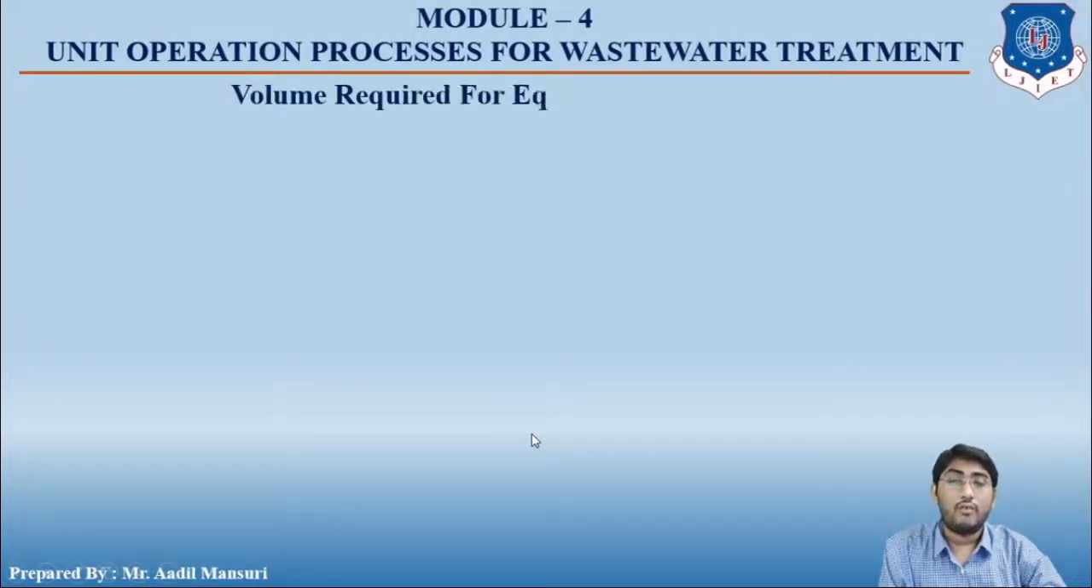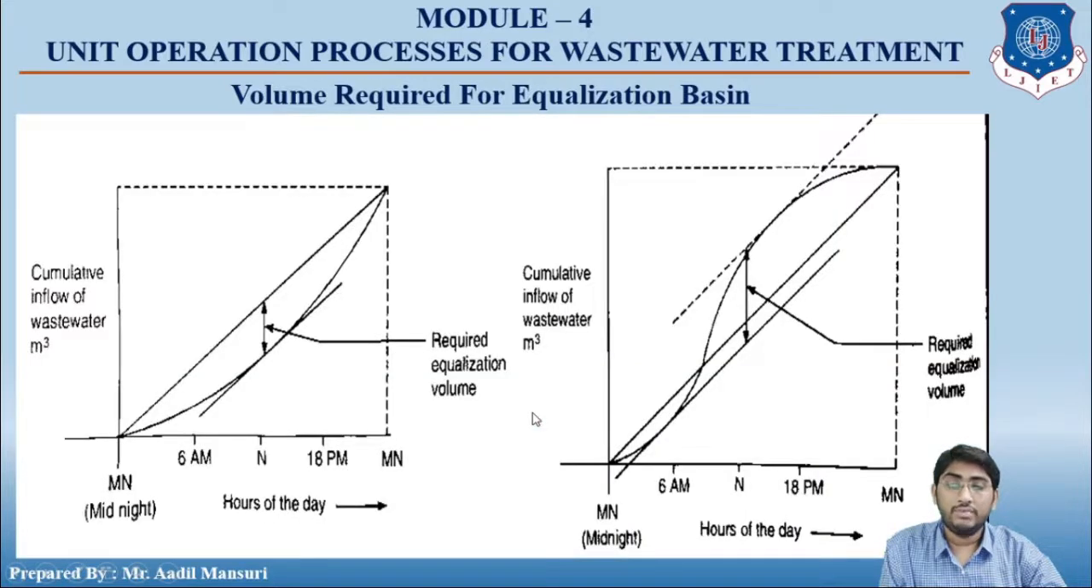Next is the volume required for the equalization basin. The volume required for a wastewater flow equalization tank is determined by using an inflow mass diagram in which cumulative flow, that is inflow volume, is plotted versus time of the day. The average daily flow rate is also plotted on the same diagram, which is a straight line drawn from the origin to the end point of the diagram. So let me show you the diagram.